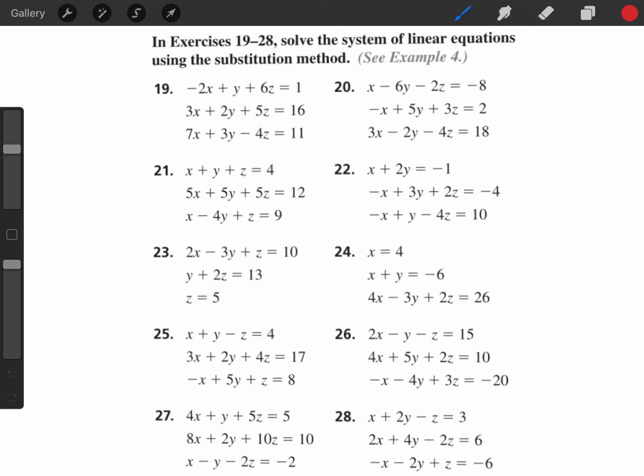Okay, so the previous video was 28 minutes, I believe. It was kind of long, but hopefully I can cut this one short. So I'm just going to do two problems. That's going to be number 20, and then let's pick number 26. Okay, so let's get started.